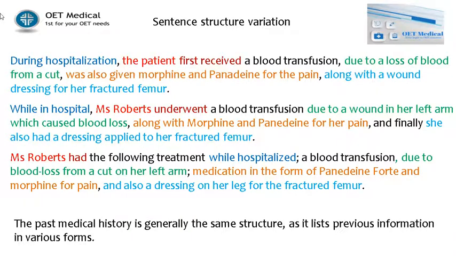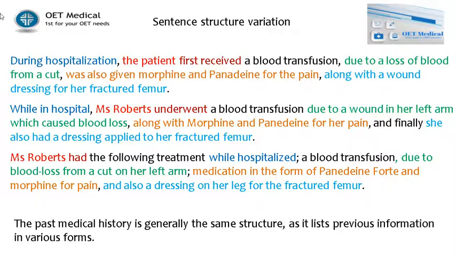So from this we can make a sentence. And as you can see, in each sentence, the red corresponds to the same information in each sentence, just like the blue, the light blue, the green, etc. So each sentence is just being reproduced with different grammar. During hospitalization, the patient first received a blood transfusion due to a loss of blood from a cut. She was also given morphine and Panadyne for the pain, along with a wound dressing for her fractured femur.